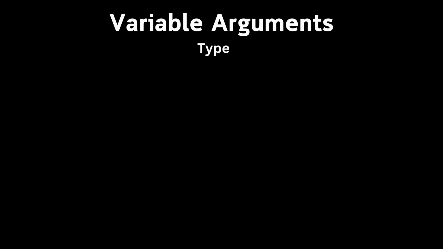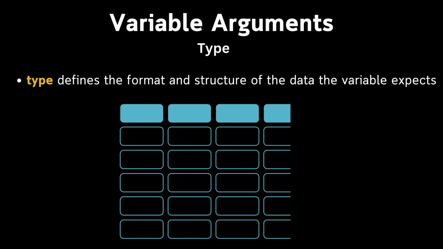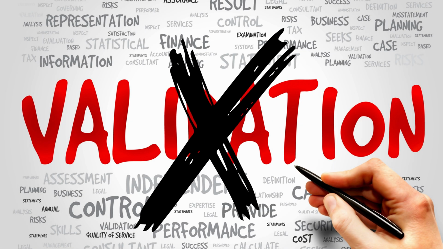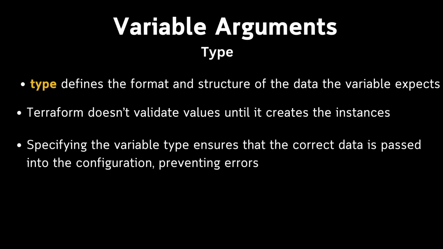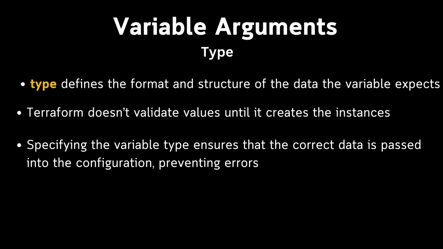Next, we have a type argument. Type defines the format and the structure of the data that the variable expects. Terraform does not validate the values until it creates it. So specifying the variable type is just kind of like one of the safeguards to ensure that we define the correct value, which would prevent errors.